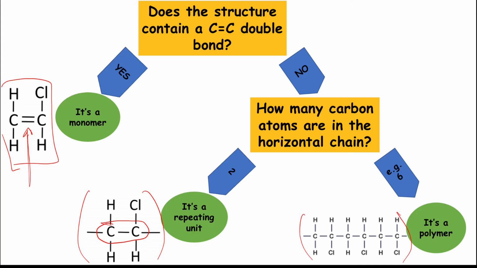To work out whether a structure that we're given is a monomer, a repeating unit, or a polymer, we need to look at the structural features. So if the structure we're looking at contains a carbon-to-carbon double bond, then it's a monomer. If it just contains 2 carbons on the horizontal chain, it would be the repeating unit. And if it's got a longer section, usually 6 carbons on the horizontal chain, then it's a section of the polymer.